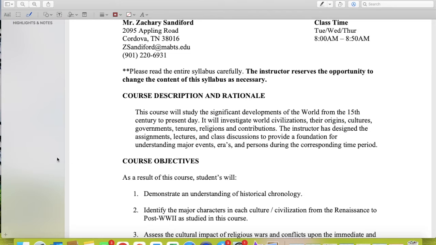Okay, so the course description and rationale. This course will study the significant development of the world from the 15th century to the present day. So that's where we left off at our previous course in World History 1. It will investigate the world's civilizations, their origins, cultures, governments, tenures, religions, and contributions. The instructor has designed the assignments, lectures, and class discussions to provide a foundation for understanding major events, eras, and persons during the corresponding time period.